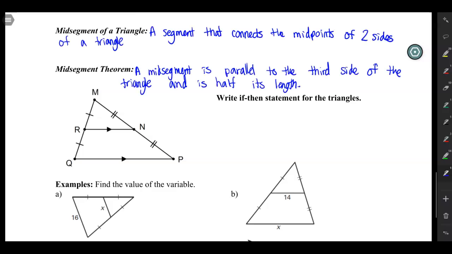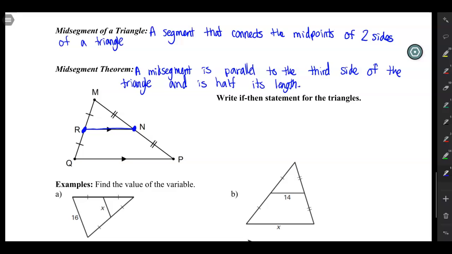Let's begin by talking about what a mid-segment of a triangle is. A mid-segment is a segment that connects the two midpoints of two sides of a triangle. If you look down at this picture, this triangle has M, R, N, Q, and P. R is the midpoint on this left side of the triangle, which means that it chops that side right in the middle. Same with N. N chops the side length NP right in half. So the mid-segment is a segment created by connecting those two midpoints.